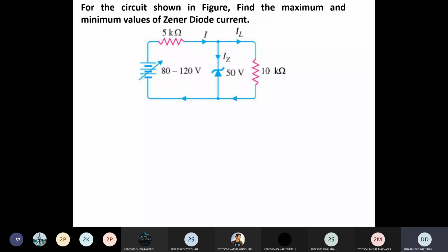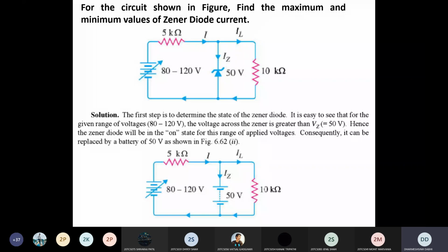Now you can see here it is represented by the battery of 50 volt. Clear? So first we identify the state and identify that your Zener diode is on. So the voltage across the Zener diode, represented by the battery magnitude, is VZ equal to 50 volt. Now, how do we find the minimum or maximum value of the Zener diode current? First, find the maximum value of IZ. When is maximum current flowing into this Zener diode? When the supply voltage is 120 volt.